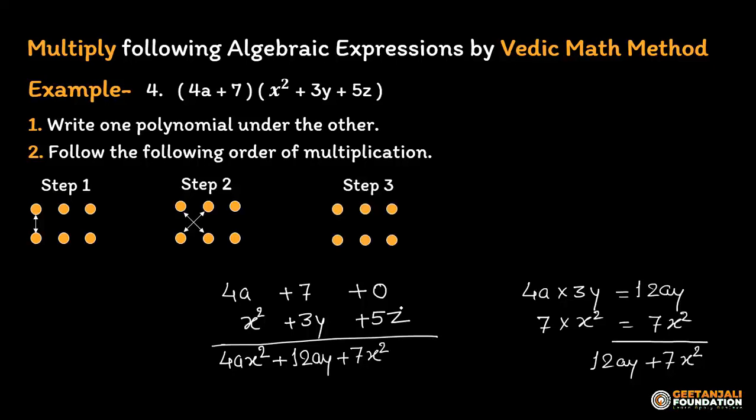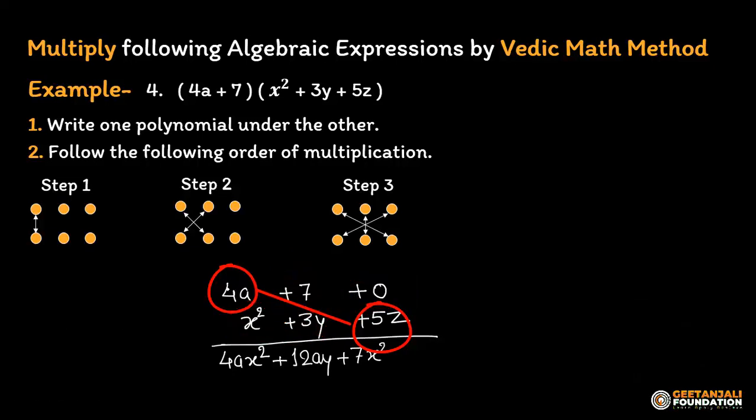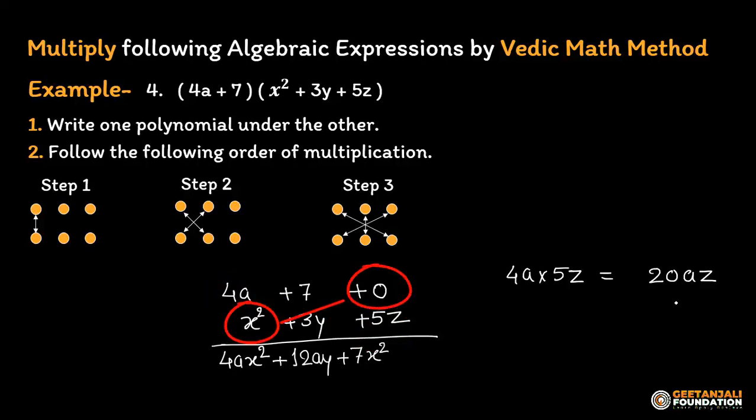After that, in step 3, we move towards right and cross multiply extreme left and extreme right columns, and the middle column we vertically multiply and add the result. So let's do it. We cross multiply 4a with 5z. So 4a times 5z, this will give us 5 4s are 20az. First term. Then x square multiplied with 0 will give us 0.